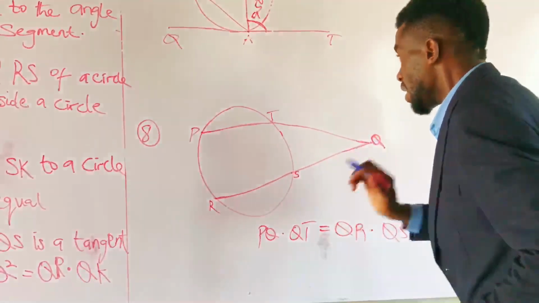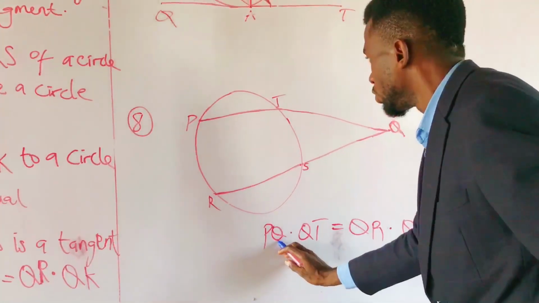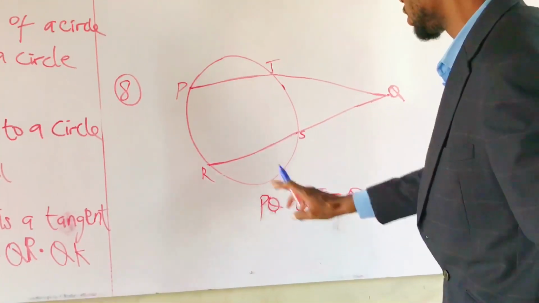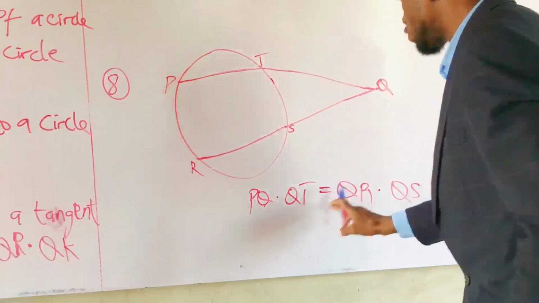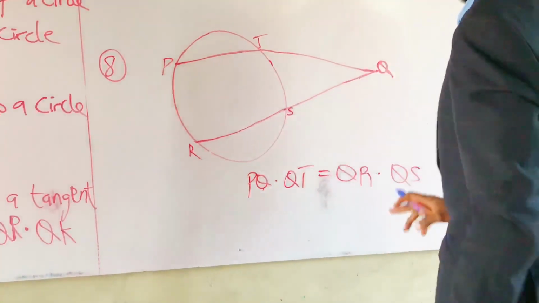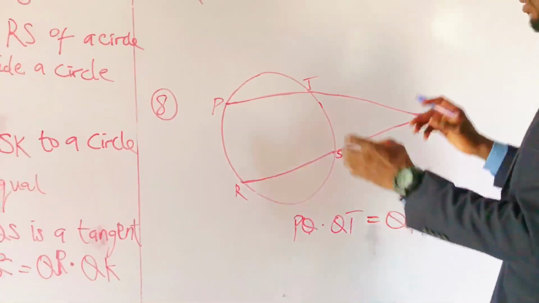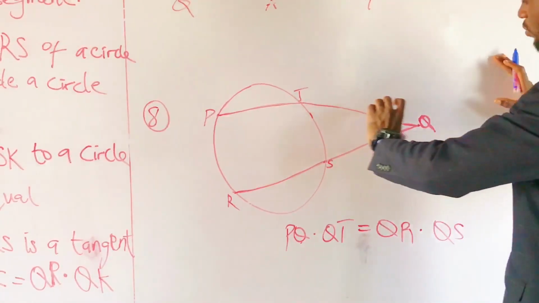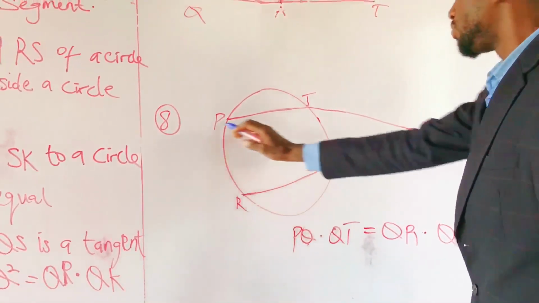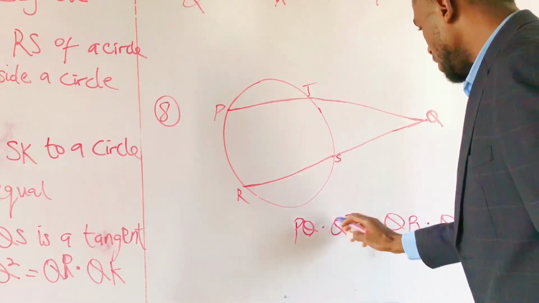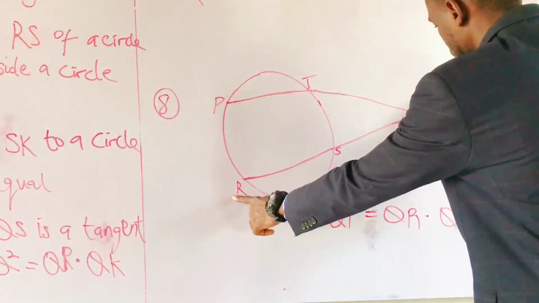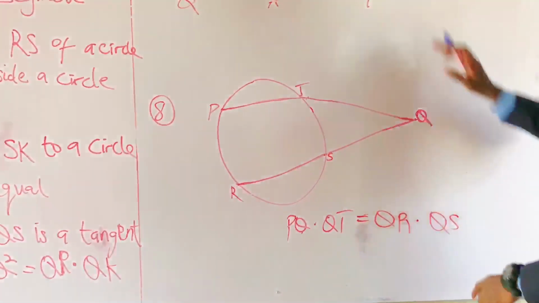It implies that PQ multiplied by QT is equal to QR multiplied by QS. So whenever you have two chords meeting outside the circle, it means that PQ, when you multiply the answer by QT, is equal to QR multiplied by QS. This is what this law is saying.